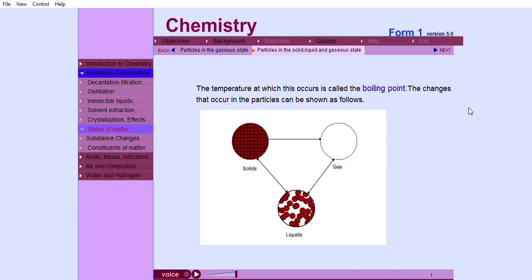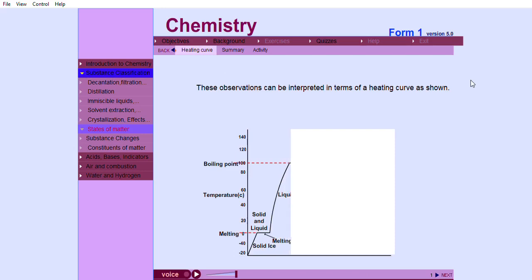The changes that occur in the particles can be shown as follows. The heating curve can be used to interpret these changes. The change from solid to liquid is known as melting. The change from liquid to gas is called evaporation.